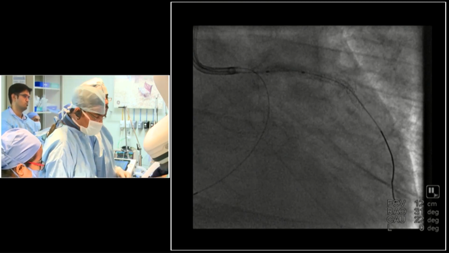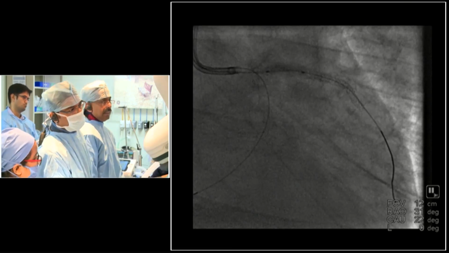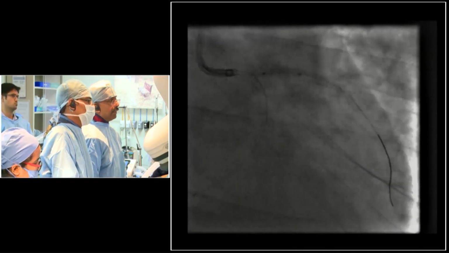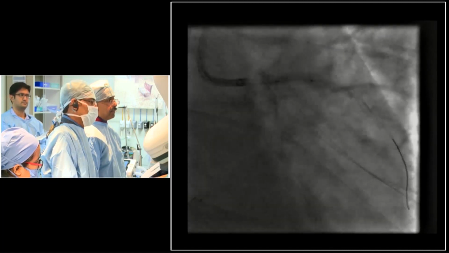Maybe we can use an IVUS once more to see whether it has come up. That's okay. I think it's reasonably okay from the angiographic vision. And once more, yeah, I'll go up high to the maximum. So 24, I'm at 26.